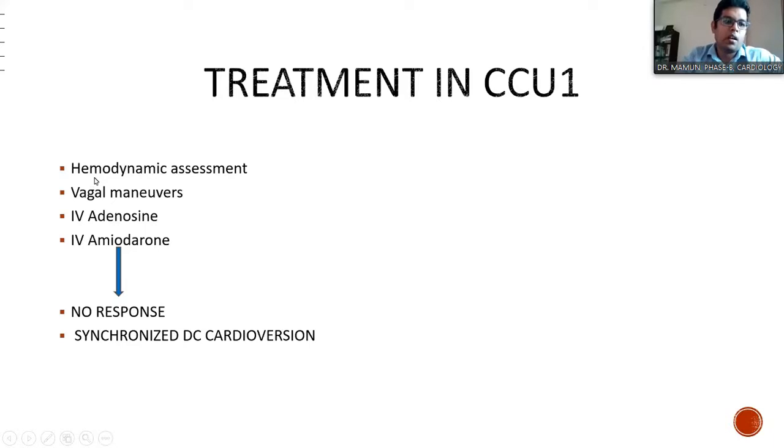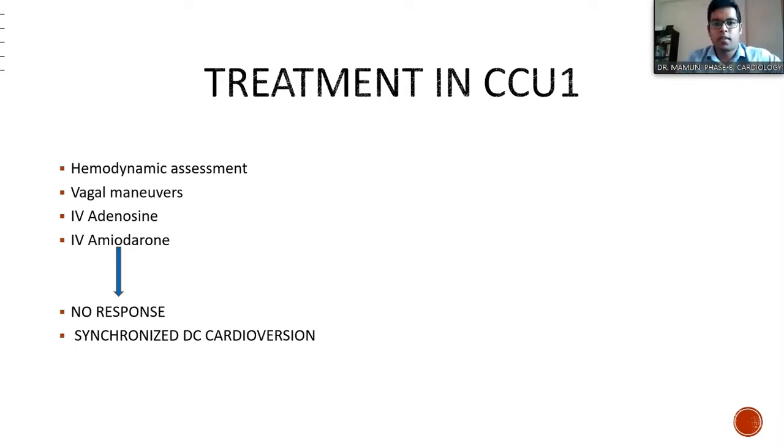First, I did hemodynamic assessment, then vagal maneuver, then IV adenosine with rapid saline flush in incremental doses, but there was no response. Then I went for IV amiodarone, loading dose and maintenance dose, but still the patient was unresponsive. So later on, we did synchronized DC cardioversion.